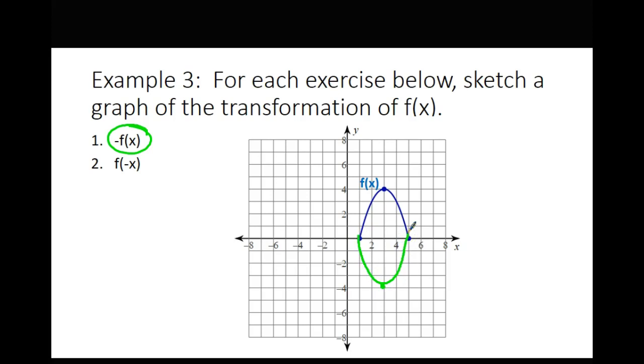Okay. Do you guys agree that it looks like he flipped it over the x-axis, upside down? Yeah, he did. That's right. Now, before you guys do it, I want to show you another approach, because sometimes it's not quite that easy. So here's the other approach, which is actually to label these points.